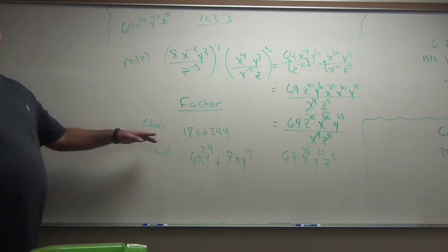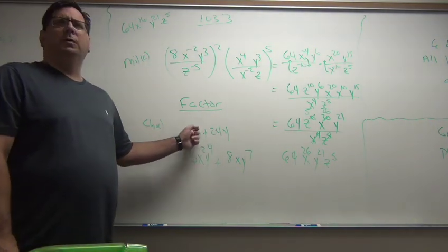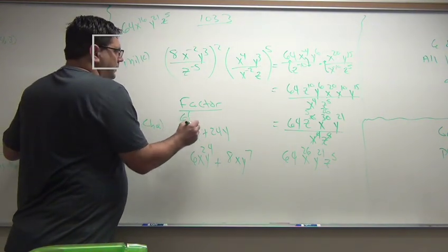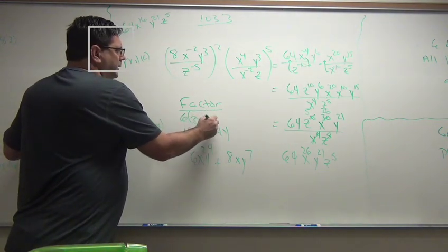All right, factoring. What's common between 18 and 24? What number goes into both? 6. You get 3x plus 4y.